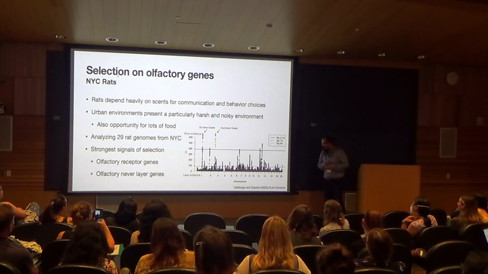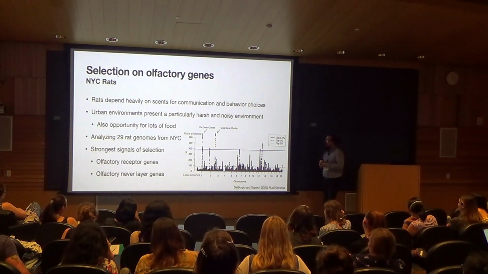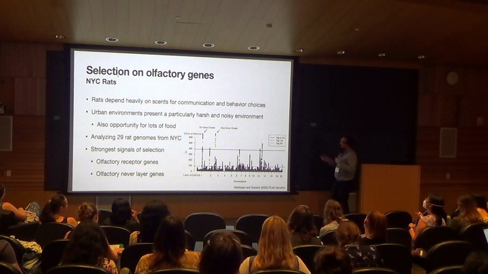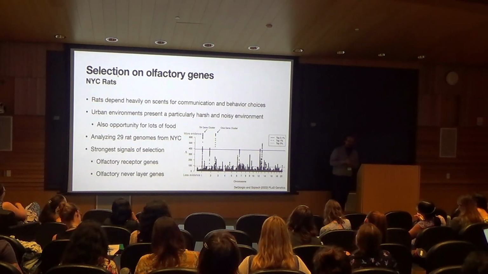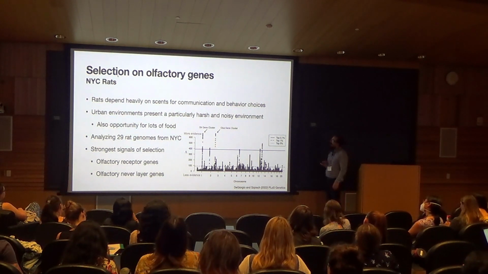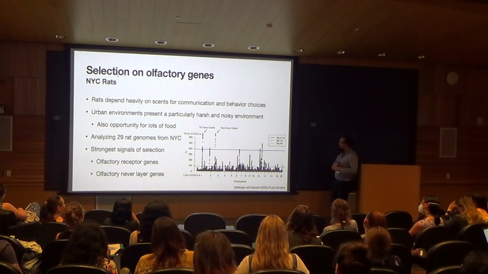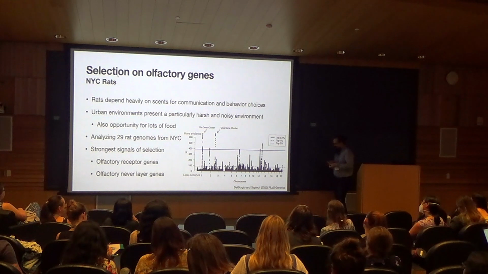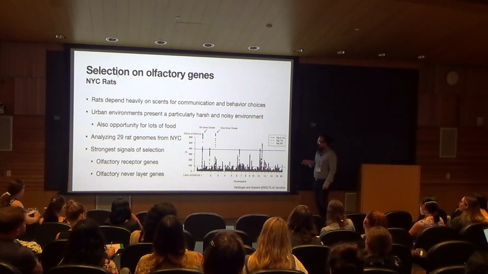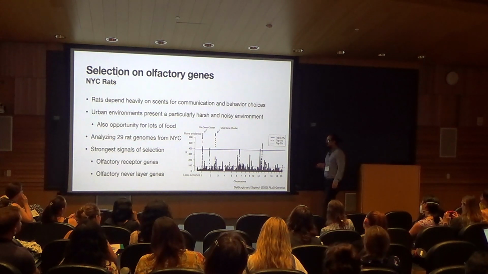But so, in the unphased case, we applied this to a data set of rats that were sampled in Manhattan. The idea here is that rats depend heavily on scent for communication, for behavior cues, and also for finding food, and urban environments are both very harsh and noisy, but also very full of food. The paper where this data originally came from was really interested in looking for signals of adaptation in these rats that were living in this very harsh urban environment.